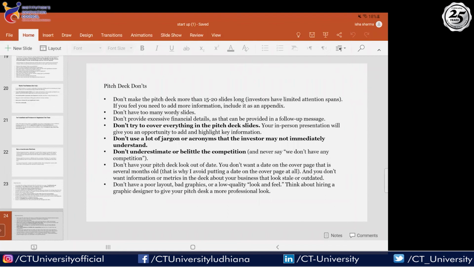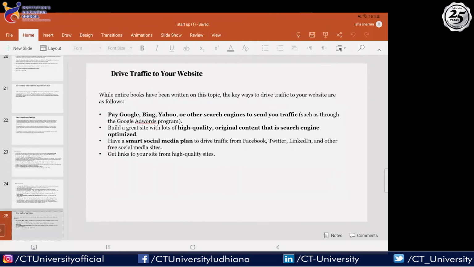And don't underestimate your competition. Be rest assured about who your competition is and how you are going to compete with them, because investors do their due diligence and homework before investing in any startup. If you are just neglecting the competition, that will not work in your favor. Then you can run certain paid or inorganic marketing as well. That will help you get some traction on your websites.